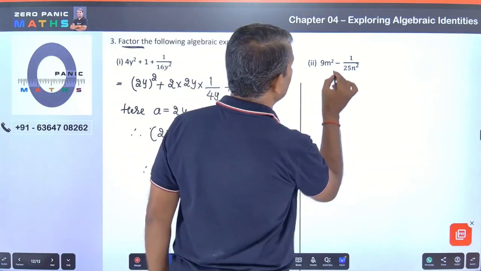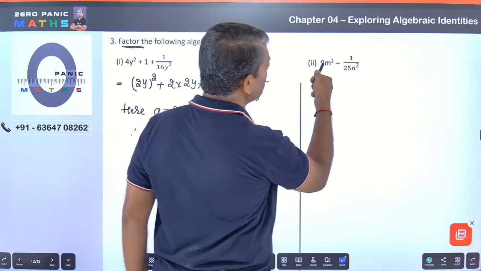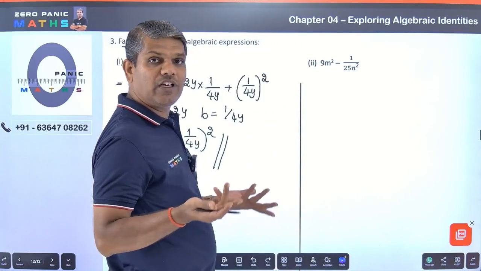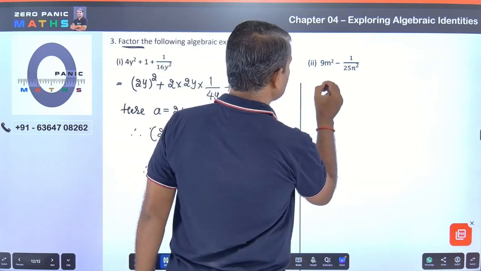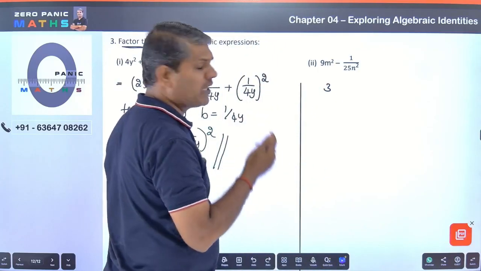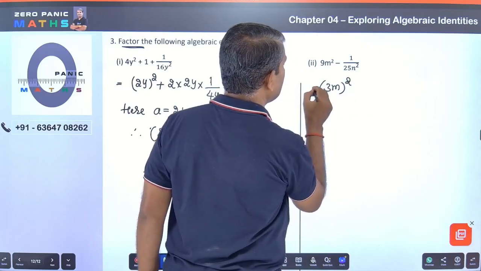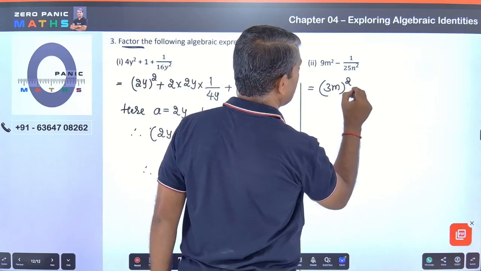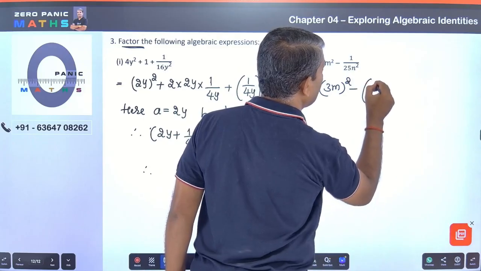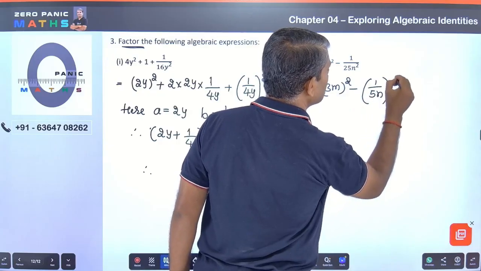Coming to the second problem, it is looking like a square minus b square. You see that? Because 9 is a perfect square, 25 is also a perfect square, and m and n are also given in the form of squares only. So I will write this 9m square. Look at here, listen to me carefully. (3m) whole square, that is 9m square for me. 1 anyway is a square number only. I will write 1 by 25 as (1 by 5n) whole square.